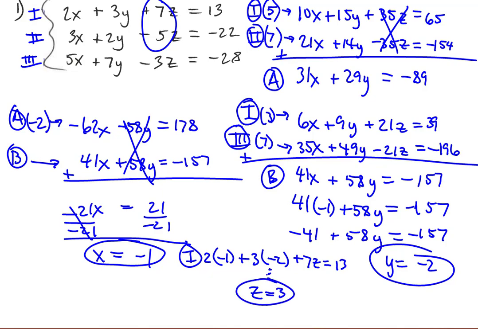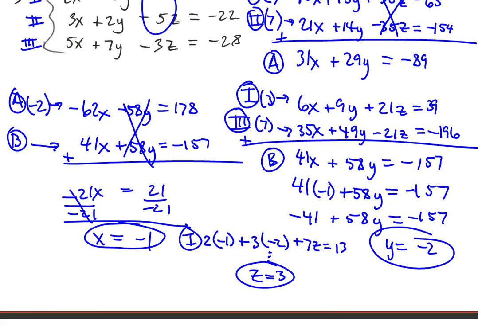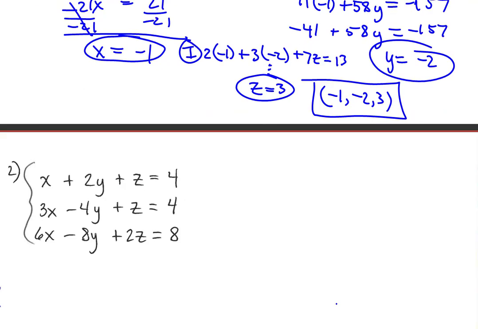Which means we now have all three values, x, y, and z, and so we're going to write our answer as an ordered triple. So in parentheses, in order, we write -1, comma, -2, comma, 3 as our ordered triple solution for x, y, and z. Let's try another example.